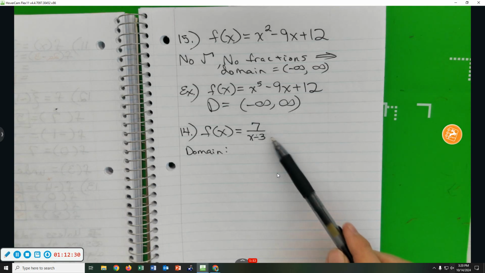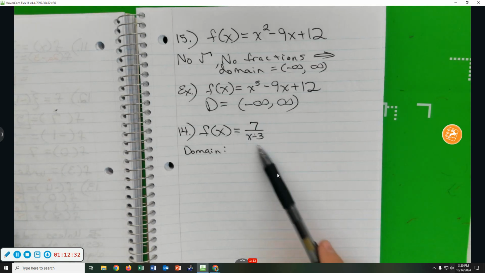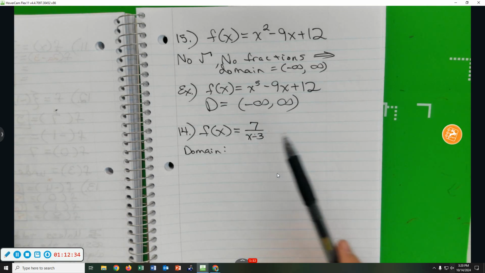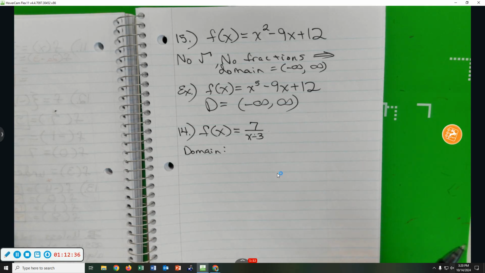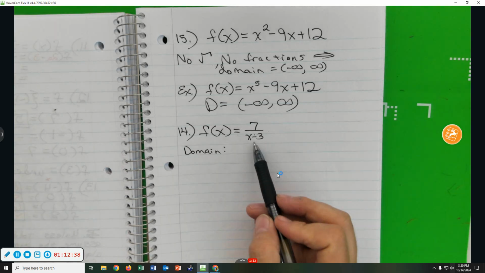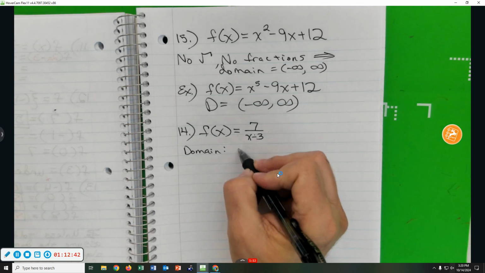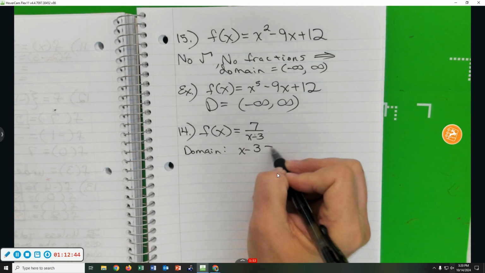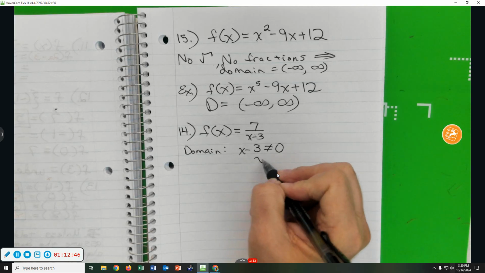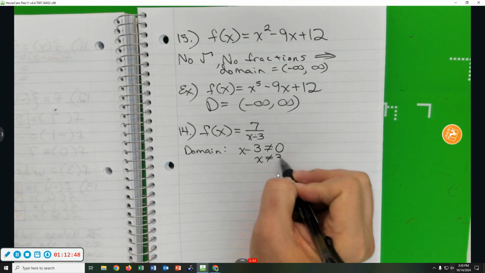What about undefined results? I see a fraction. Think about how you determine those denominator cut points. You don't want the denominator to be what? So you don't want that denominator to be 0. That means x cannot equal 3.